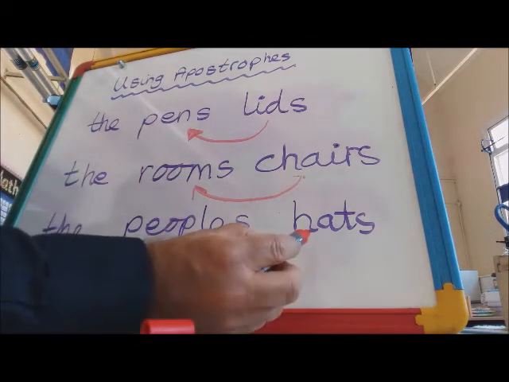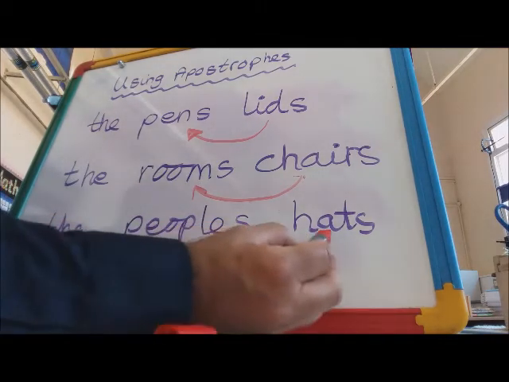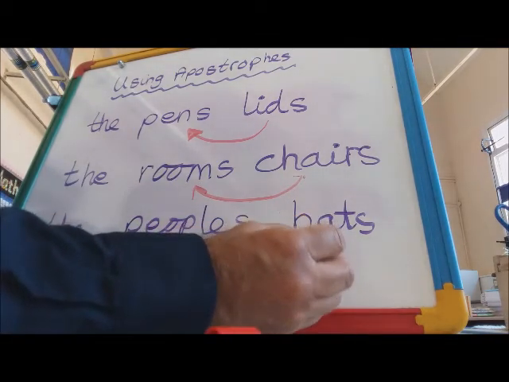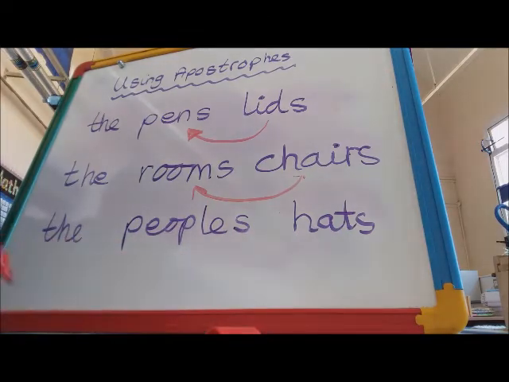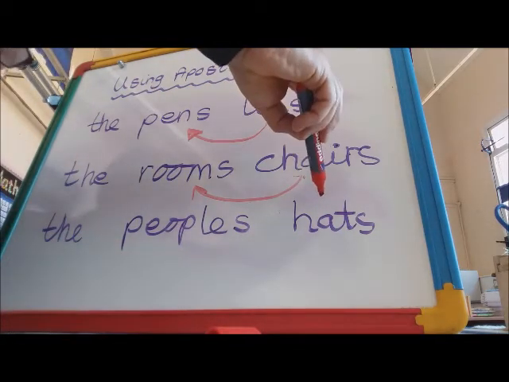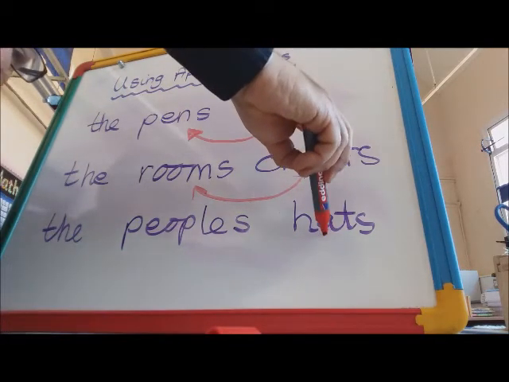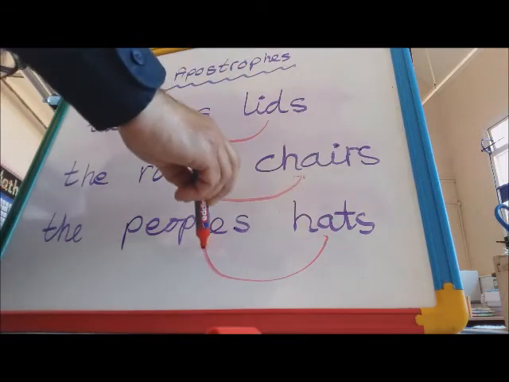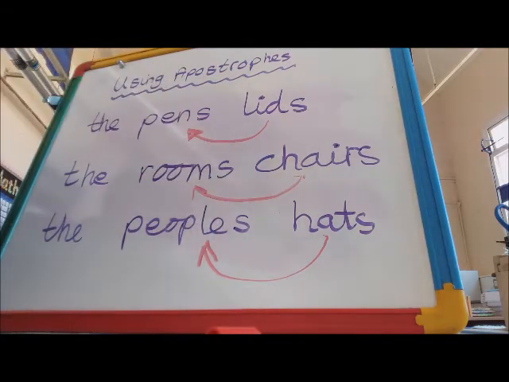And then finally, in the final example, we've got the people's hats. And one person doesn't have lots and lots of hats. Whoops, you can't see that, can you? One person doesn't have lots and lots of hats, so the hats belong to lots of people.